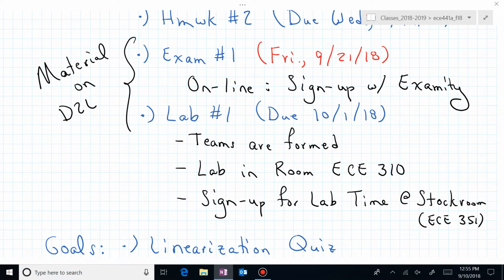That lab experiment write-up is due on October 1st, but you are going to be held responsible for that material on exam number 1. So you want to at least understand the material and be able to perform the calculations associated with lab number 1 prior to exam number 1, even though you might execute or write up your lab later and turn it in after exam number 1, because it's not due until October 1.